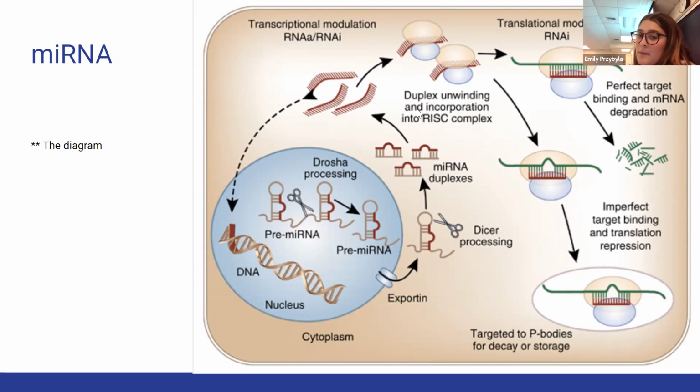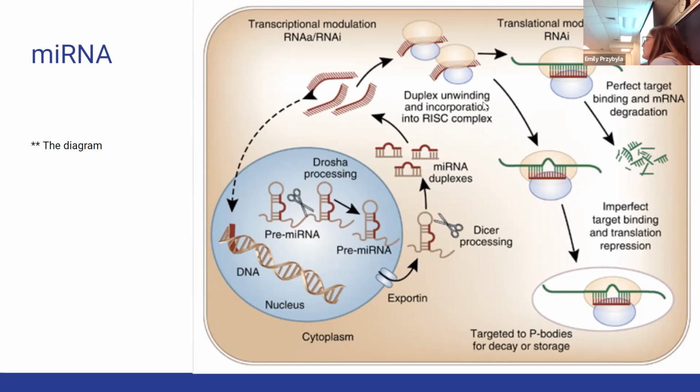When the cell picks up the RISC complex, it unwinds the duplex and chooses one of the strands to be its guide strand. The other strand it will get rid of and degrade, and that's called the passenger strand. Now the RISC complex with the guide strand of miRNA will go around the cell and look for complementary base pair pieces of mRNA throughout the cell.